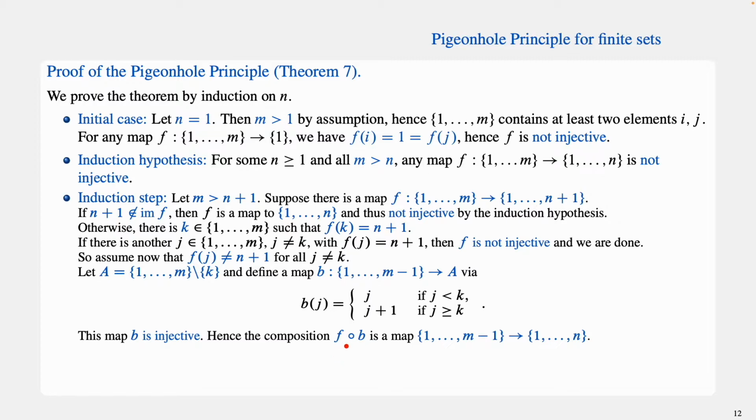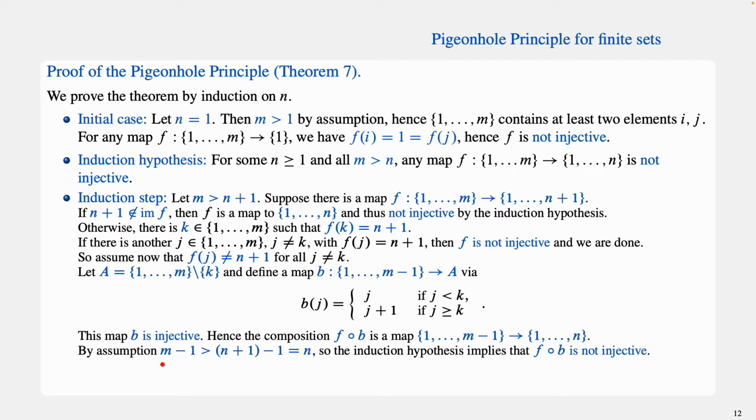Now the composition f composed with b is a map from the numbers from 1 to m minus 1 to the numbers from 1 to n. So b maps 1 to m minus 1 into A, and now f maps the set A, which is a subset of the numbers from 1 to m, into the numbers from 1 to n plus 1, but we already assumed that only k is mapped to n plus 1. So since k is not contained in A, it cannot appear as an input value for f in this composition here. So f only takes input values that come from A, so from the image of b, then it will only assume values in 1 to n.